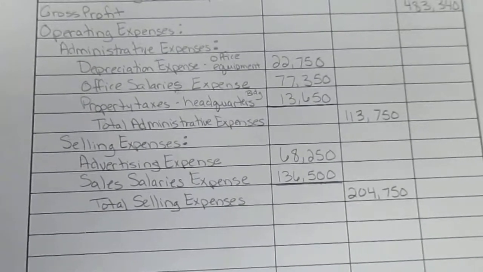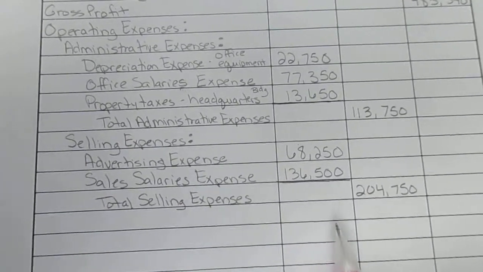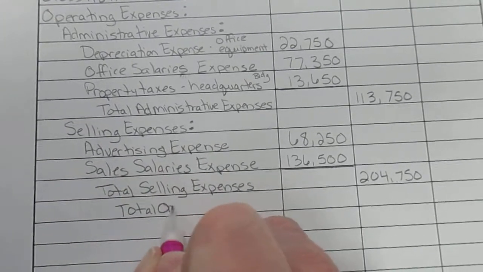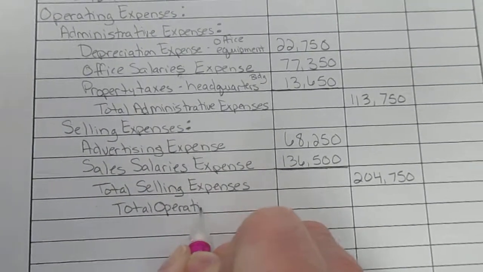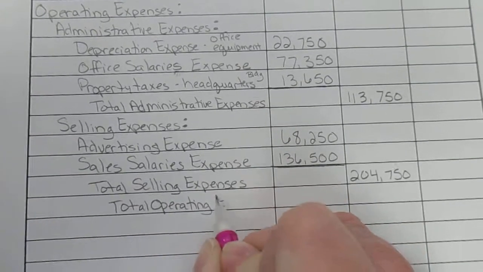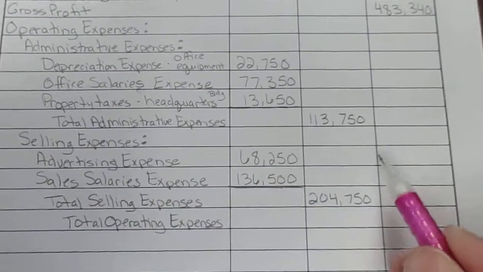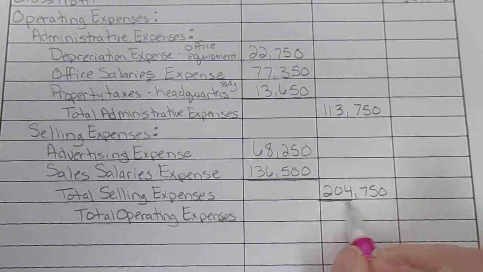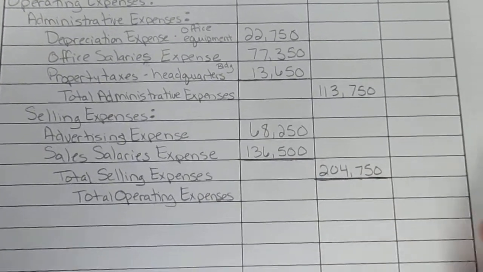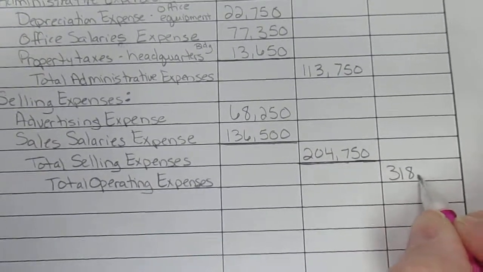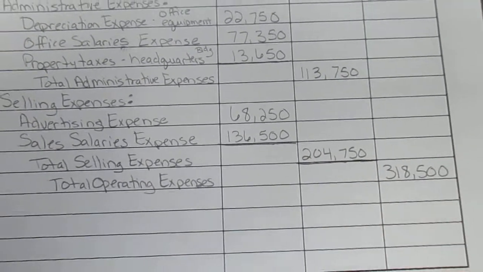Okay, so this whole section has been our operating expenses. So now we're going to list our total operating expenses. We're going to take these two numbers and add them together. And our total is $318,500.